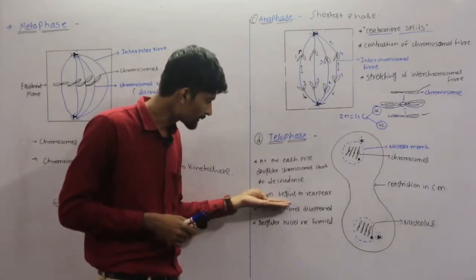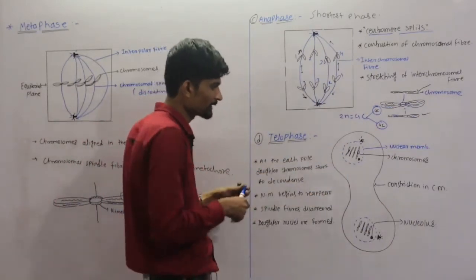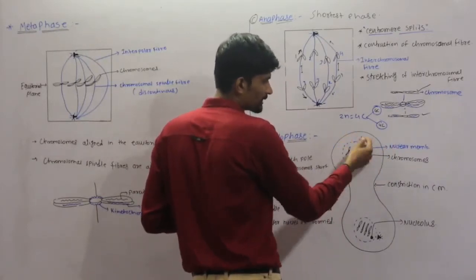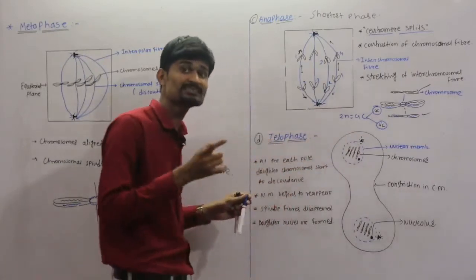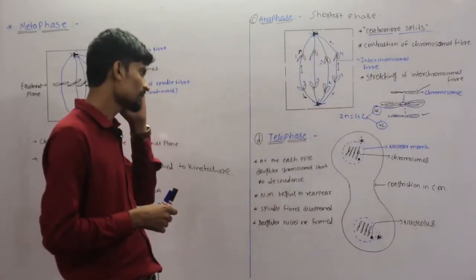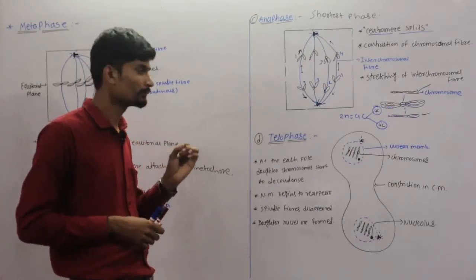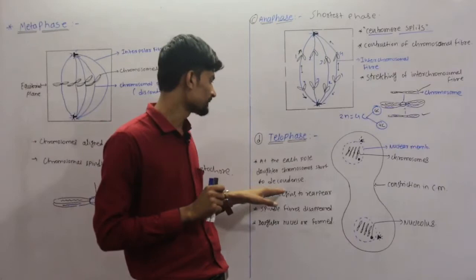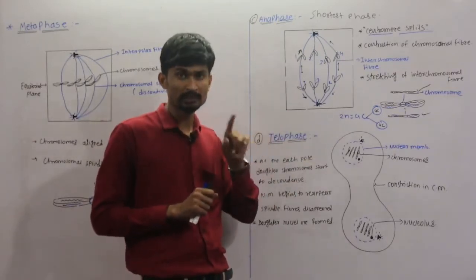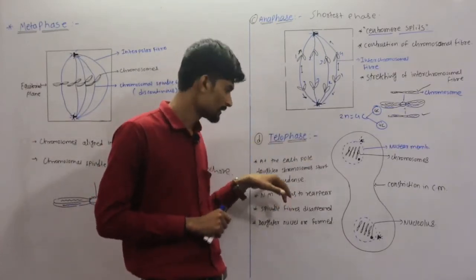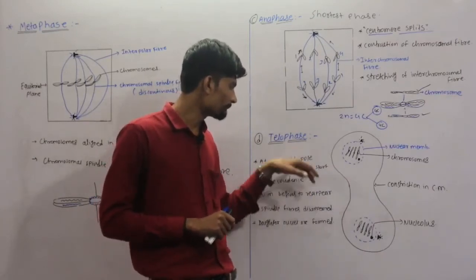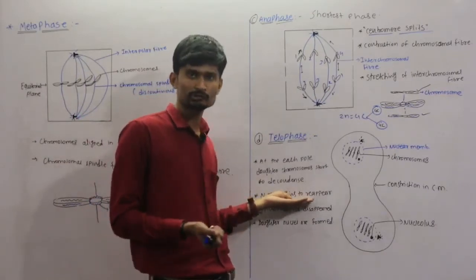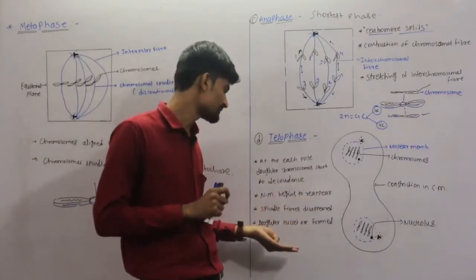Next, the nuclear membrane begins to reappear. So here I am showing the nuclear membrane in dotted line. Again the nuclear membrane reappears, which disappeared in prophase. So all the events in telophase are exactly opposite to prophase. In prophase there is a condensation, but in telophase there is a decondensation. The nuclear membrane begins to reappear in telophase, but in prophase the nuclear membrane starts to dissociate. So exactly opposite events.